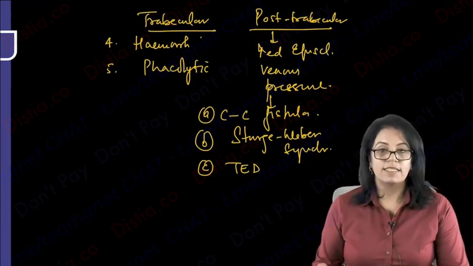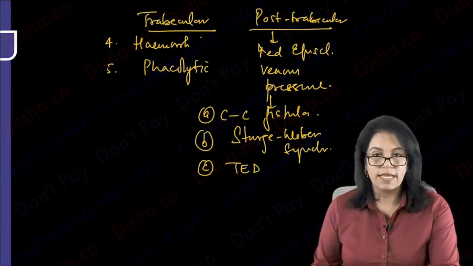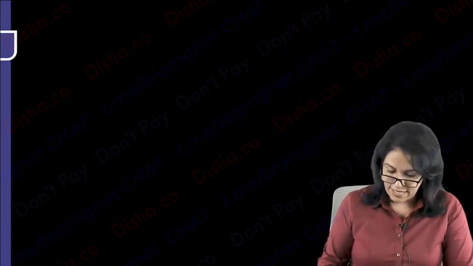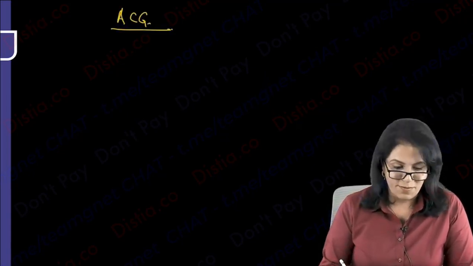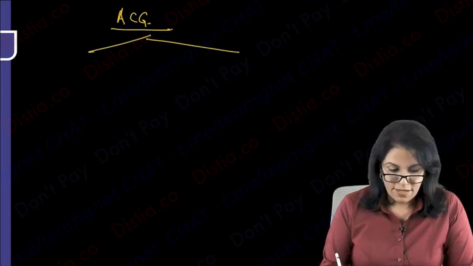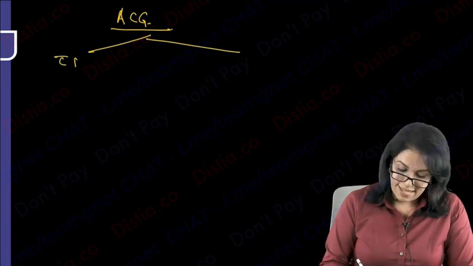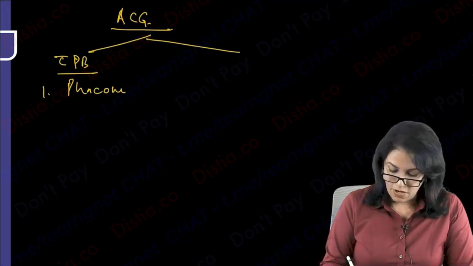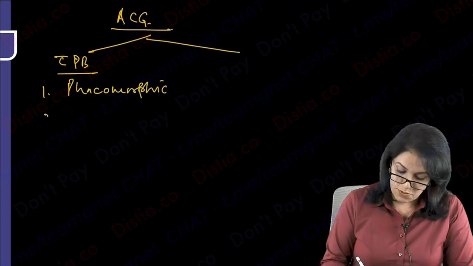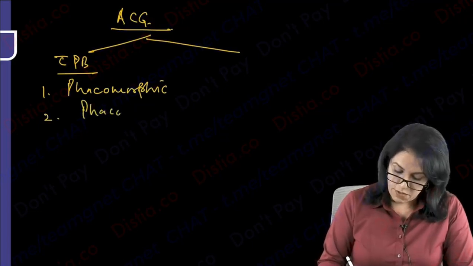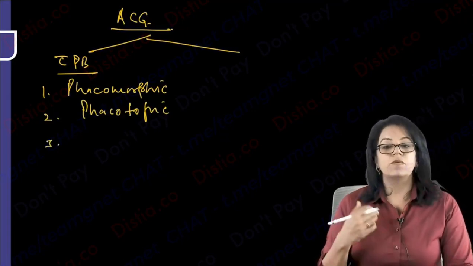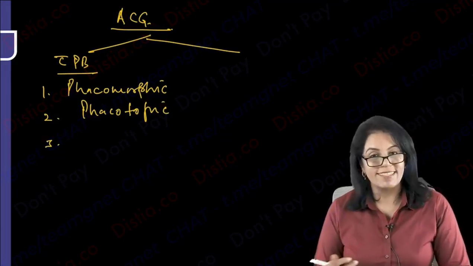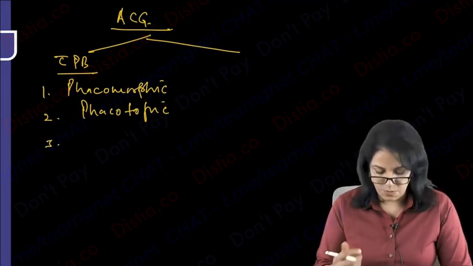Let's also consider angle closure. So, when you talk about secondary angle closure, let's write this also. Angle closure, what did you learn? With pupillary block and without pupillary block. So, when you say with pupillary block, I think we all know about phacomorphic, isn't it? Or phacotopic glaucoma, which is due to dislocation of the lens. This is phacotopic. Or any uveitis, I'll discuss this in the uveitis chapter, which is causing seclusio pupillae.